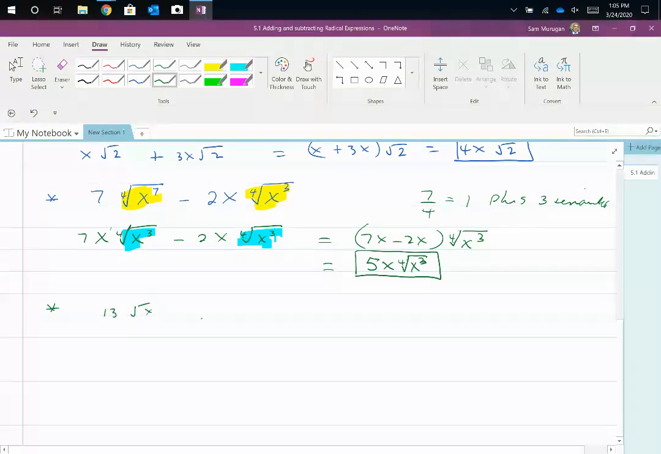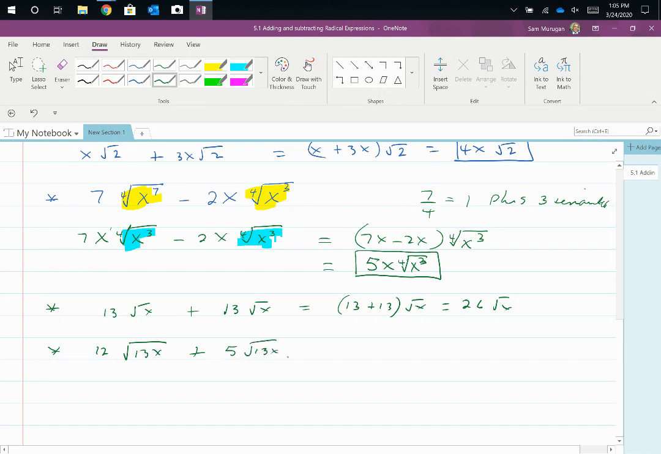13 square root of x plus 13 square root of x. The radicals are the same, so this is 13 plus 13 square root x, which is equal to 26 square root x. 12 square root of 13x plus 5 square root of 13x: the radicals are the same, so we go ahead and add. Factor out the radical, we got 13x, which is 17 square root of 13x.